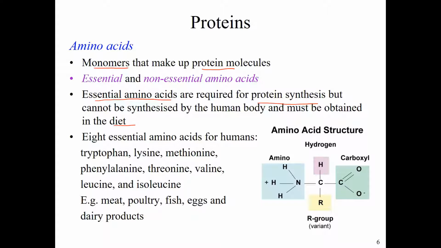The 8 essential amino acids that can be obtained from the diet are tryptophan, lysine, methionine, phenylalanine, threonine, valine, leucine, and isoleucine. These essential amino acids can be found in meat, poultry, fish, eggs, and dairy products. Over here to your right, you see the structure of an amino acid. All amino acids have a hydrogen, a carboxyl group, and an amine group or amino group. The R group is different for different amino acids.